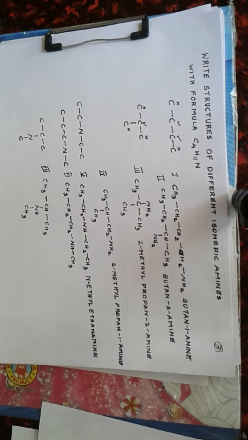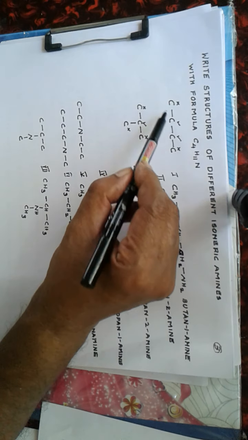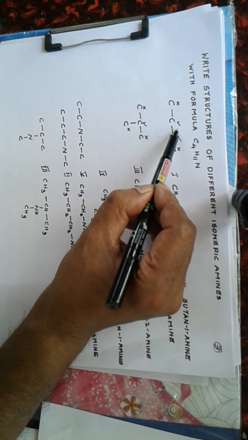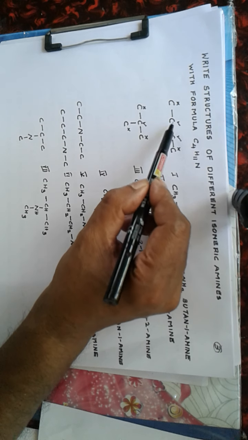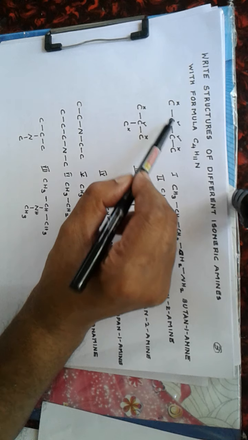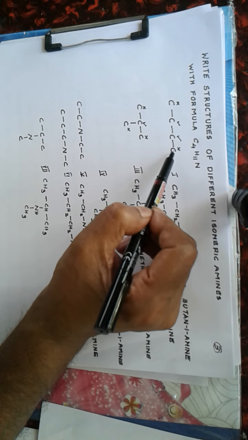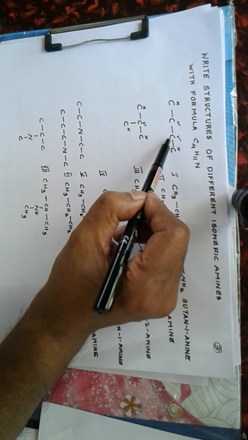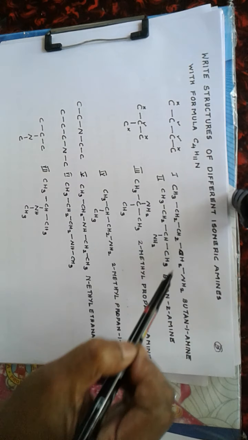Now there is a question: write the structures of different isomeric amines with the formula C4H11N. You write 4 carbon atoms in a chain, and when you place a mirror here, these 2 carbons are similarly placed, and these 2 carbons are similarly placed. So we can connect the amino group to this carbon or this carbon, and we get 2 different isomers.